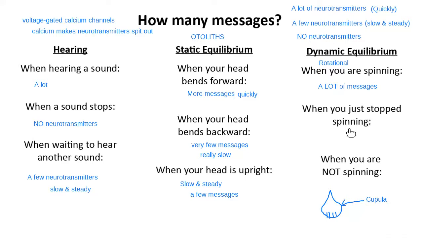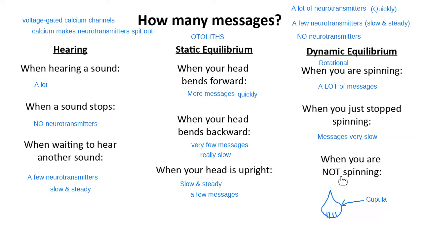When we stop spinning, what's going on with our messages? The minute we stop doing that ice skating twirl and we're standing still, what happens to our messages? The messages slow way down. We've still got a few channels that are being pushed open, but most of them are being slammed shut, because now my cupula, my bendy thing up here, is bending the opposite direction that it was bending before, pushing most of those gates shut.